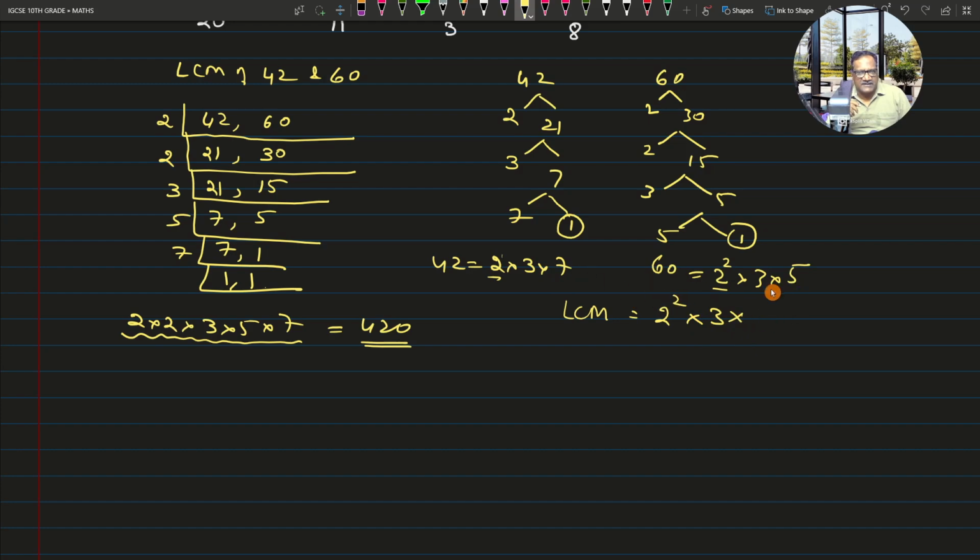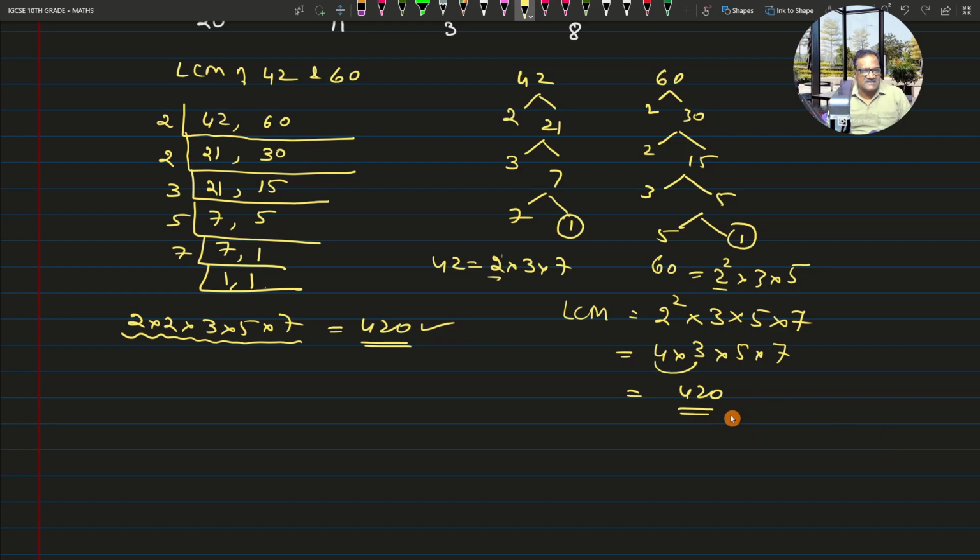5 is not common, so uncommon I'll take 5. Another uncommon I'll take as 7, and then I'll multiply all this to get the LCM. So this will work out to 2 2s are 4, 4 into 3 into 5 into 7. So 4 3s are 12, 12 5s are 60, and 60 into 7 is 420. So again, I'm getting the LCM as 420.